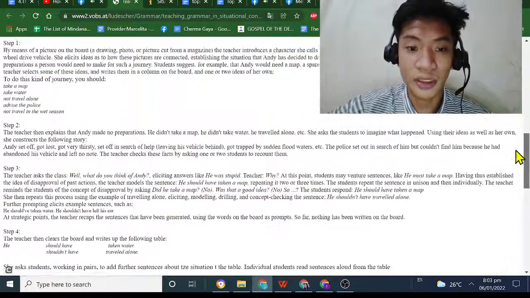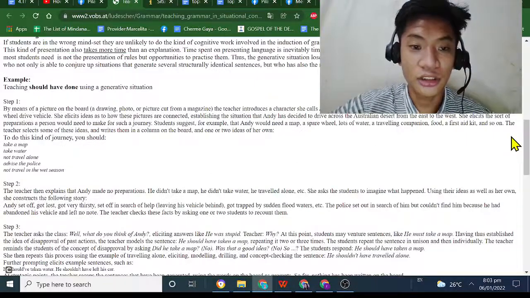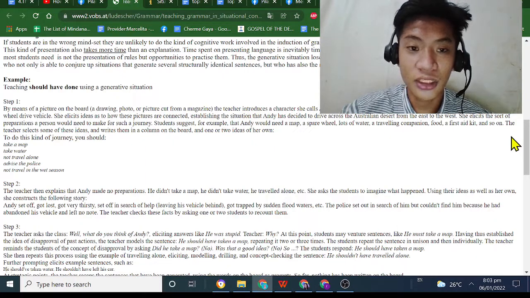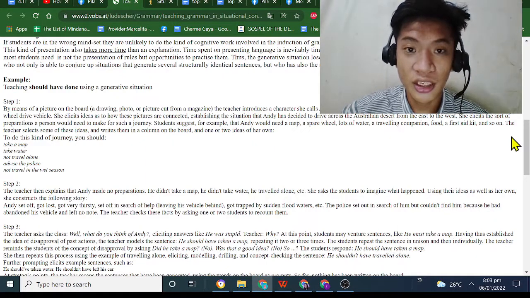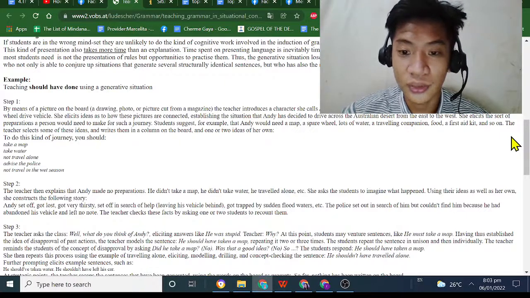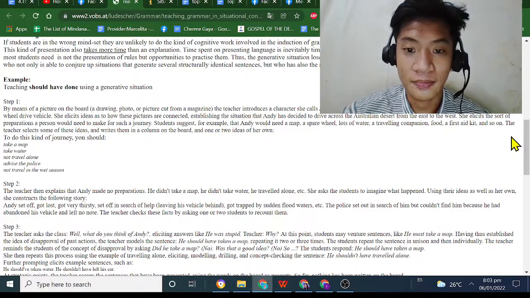So from this example, we can get a short lesson of how the teacher has used situational context. She created an imaginary situation and then let the students make their own dialogue based on the situation and based on the position of someone like Andy and the police.